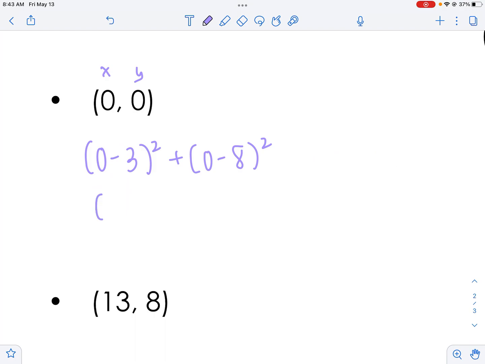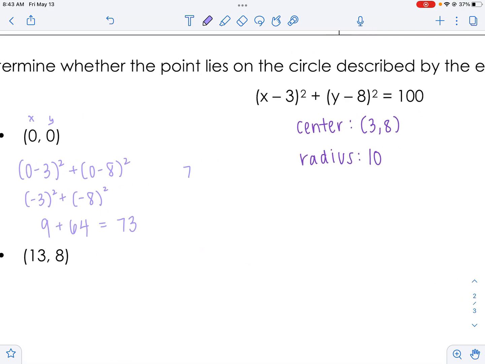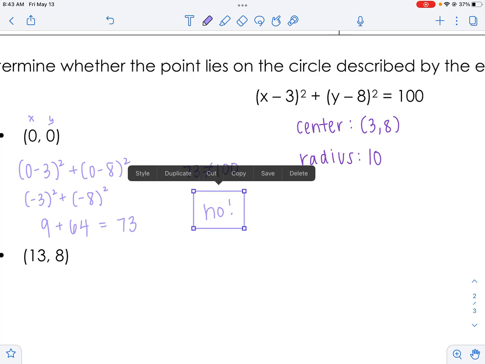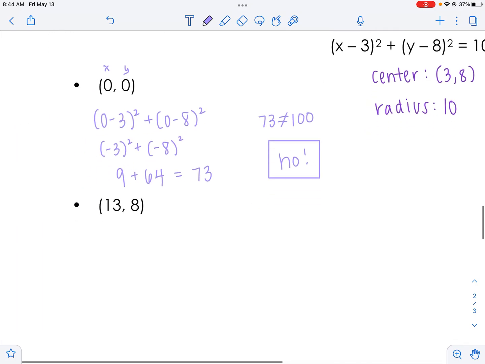So 0 minus 3 squared, that would be negative 3 squared, plus 0 minus 8 would be negative 8 squared. So think, a negative and negative, we're going to make that positive. So negative 3 squared would be 9 plus 64. So 9 plus 64 is 73. Well, 73 does not equal 100, which means that that point is not on our circle. Now I could go graph it and check it, but sometimes it's easier to just plug it in and then go from there and see, does it work out, yes or no?